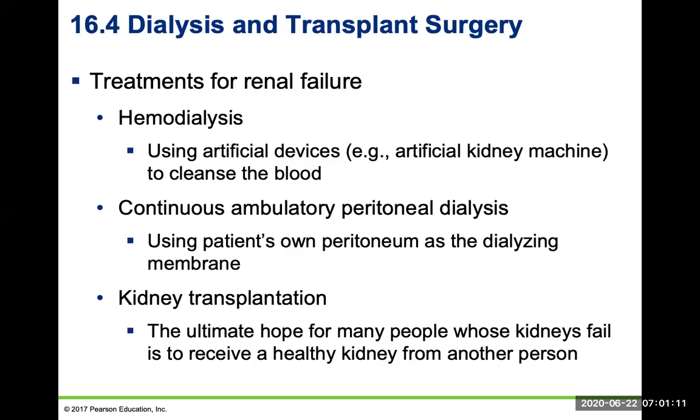Treatments are hemodialysis, which uses artificial devices like a kidney machine to cleanse the blood, continuous ambulatory dialysis, which uses the patient's own peritoneum as the dialyzing membrane, or a kidney transplantation, which is kind of the last thing you want, but it's the ultimate hope for many people whose kidneys fail.